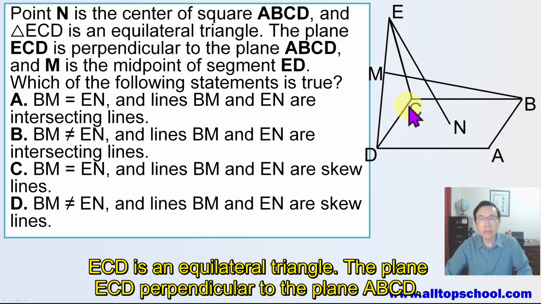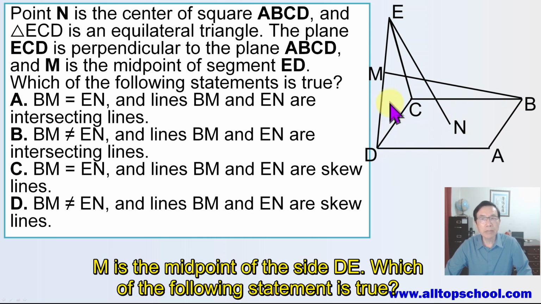ECD is an equilateral triangle. The plane ECD is perpendicular to the plane ABCD. M is the midpoint of the side DE. Which of the following statements is true?